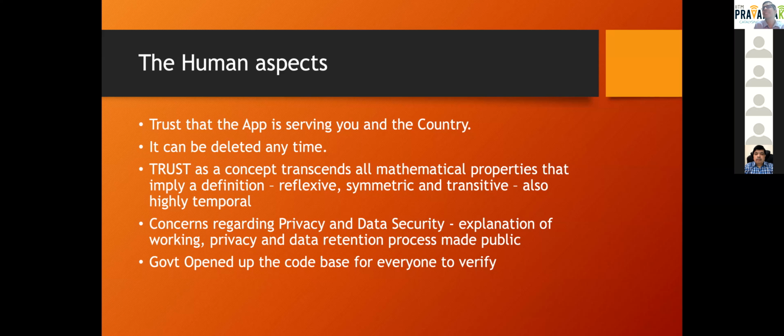If you take trust, it is not reflexive. Some days I don't trust myself. It is not symmetric. I trust you, you don't trust me. Transitive? A trusts B, B trusts C, A need not trust C. So all the properties of the relation, reflexive, symmetric, and transitive, are not applicable in the case of trust. So that itself makes it a monkey.